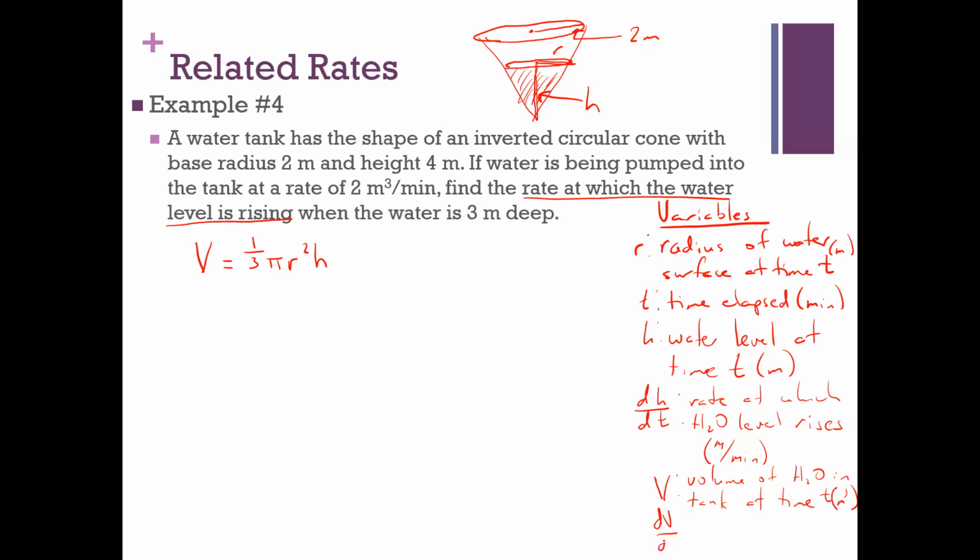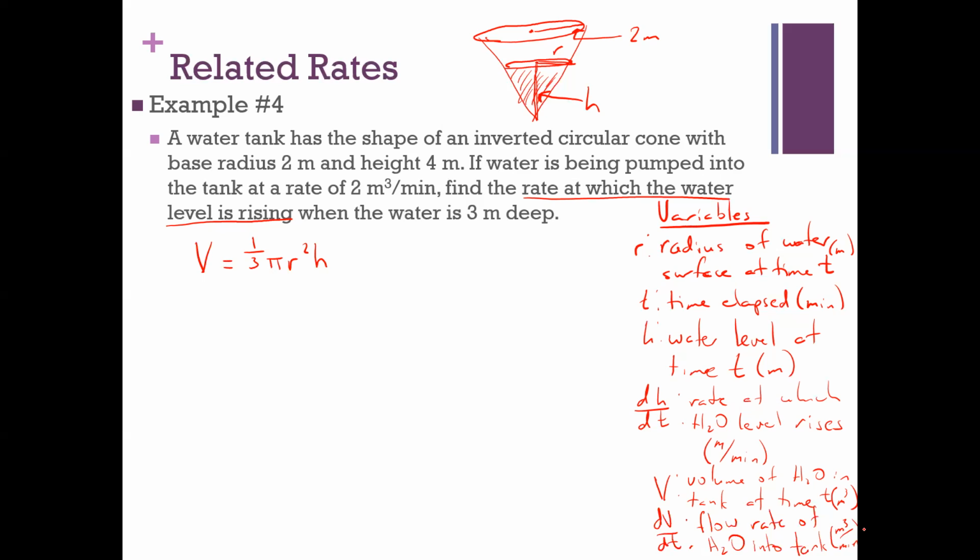So dV/dt, what can I call that? How was it described up here? I'll call it the flow rate. Flow rate of water into the tank. And that is given to us in cubic meters per minute.